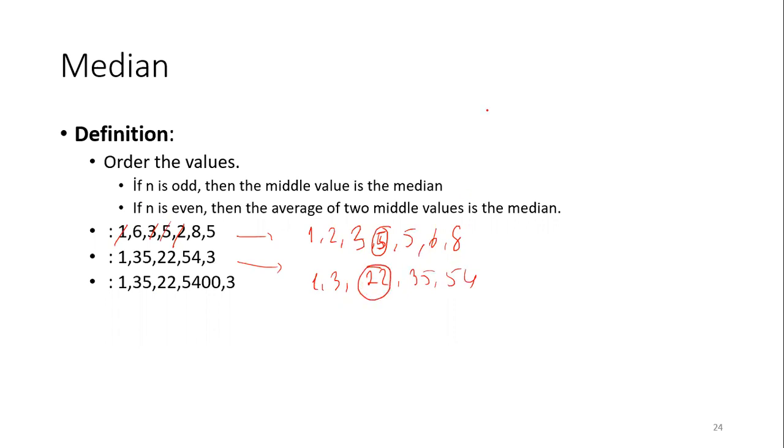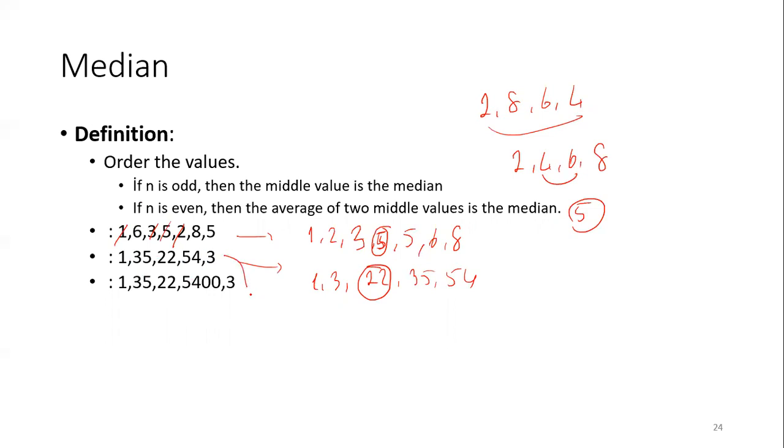Okay. Or, for example, if you look at this one, 2, 8, 6, and 4, what is the median of this? Then you order them 2, 4, 6, 8. The median is 6 plus 4 divided by 2. That's equal to 5. That's the median. And how about the median of this?